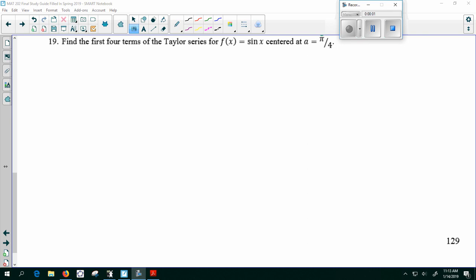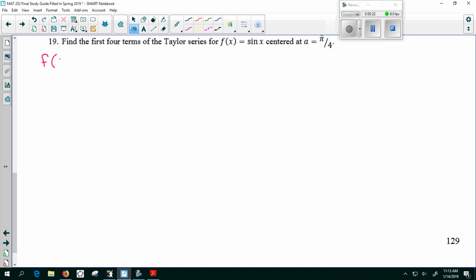First 4 terms of the Taylor series for f of x equals sine x centered at a equals pi over 4. All right, so I have a chart that I like to use to help me organize all the information you need for a Taylor series. So I'm just going to remind you what the Taylor series centered at a looks like.